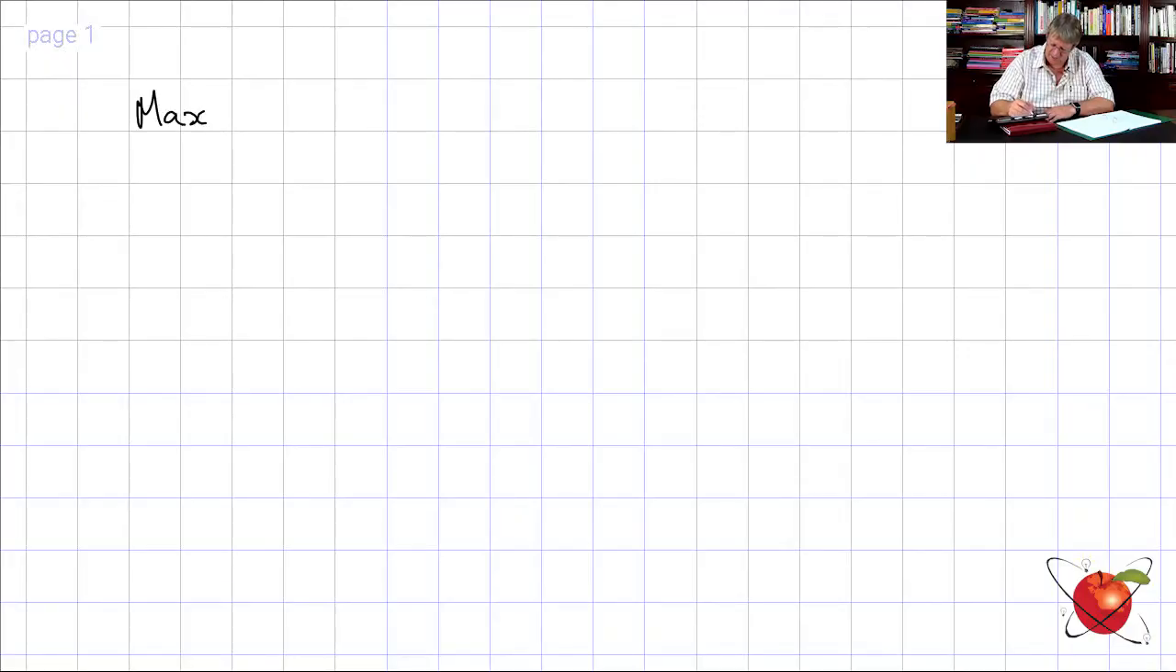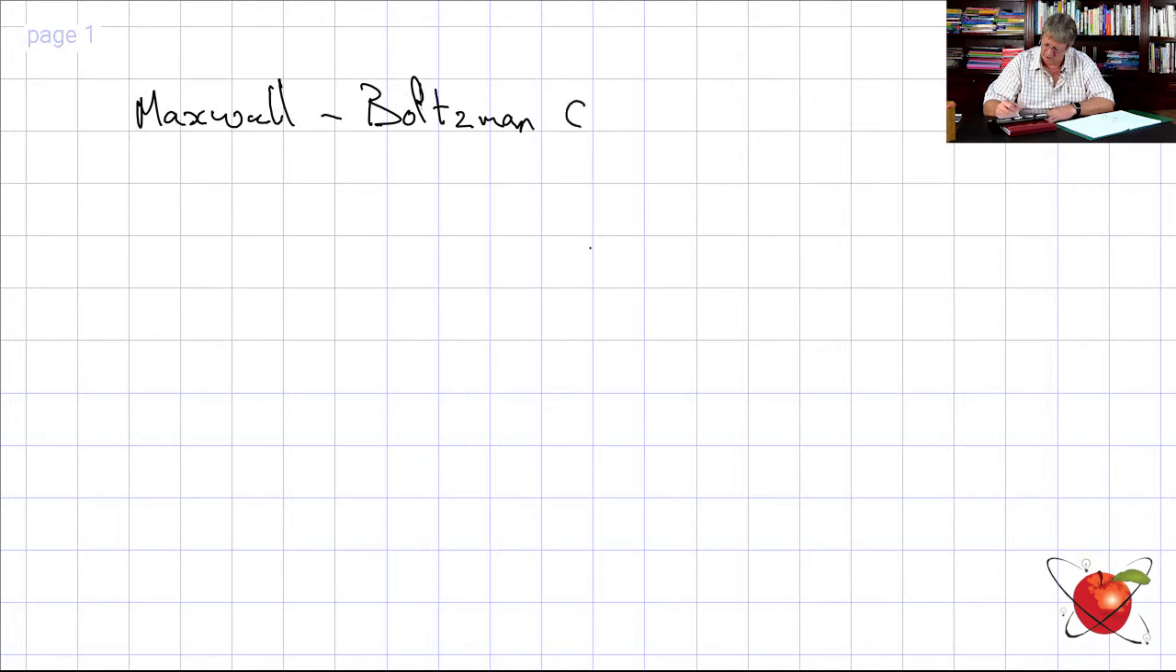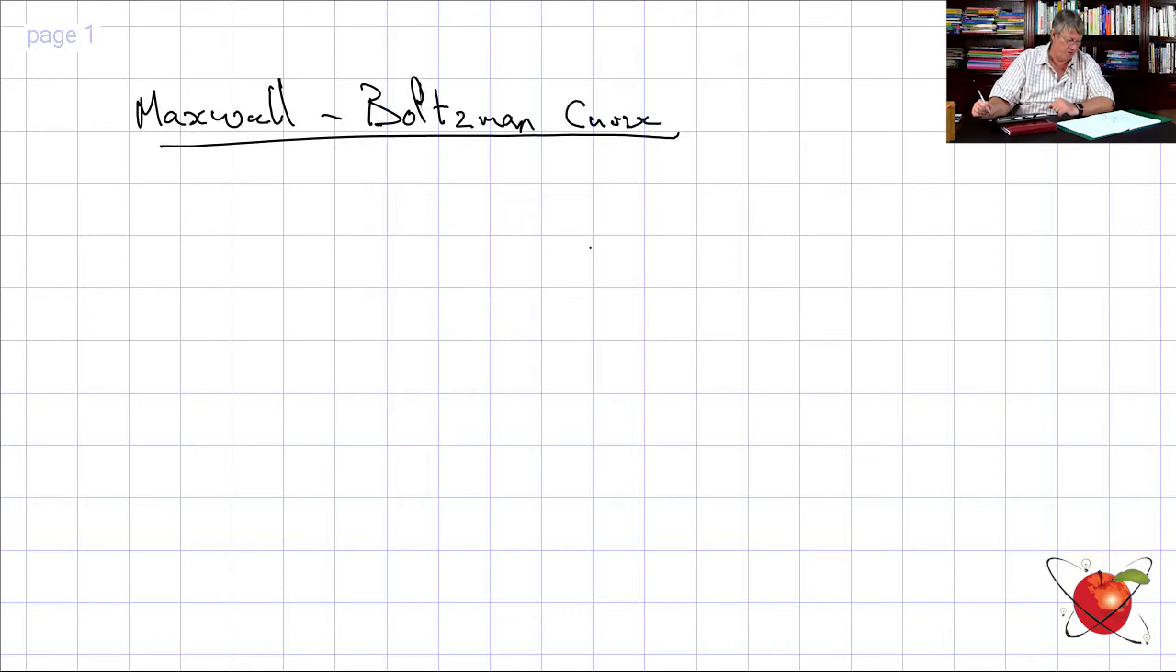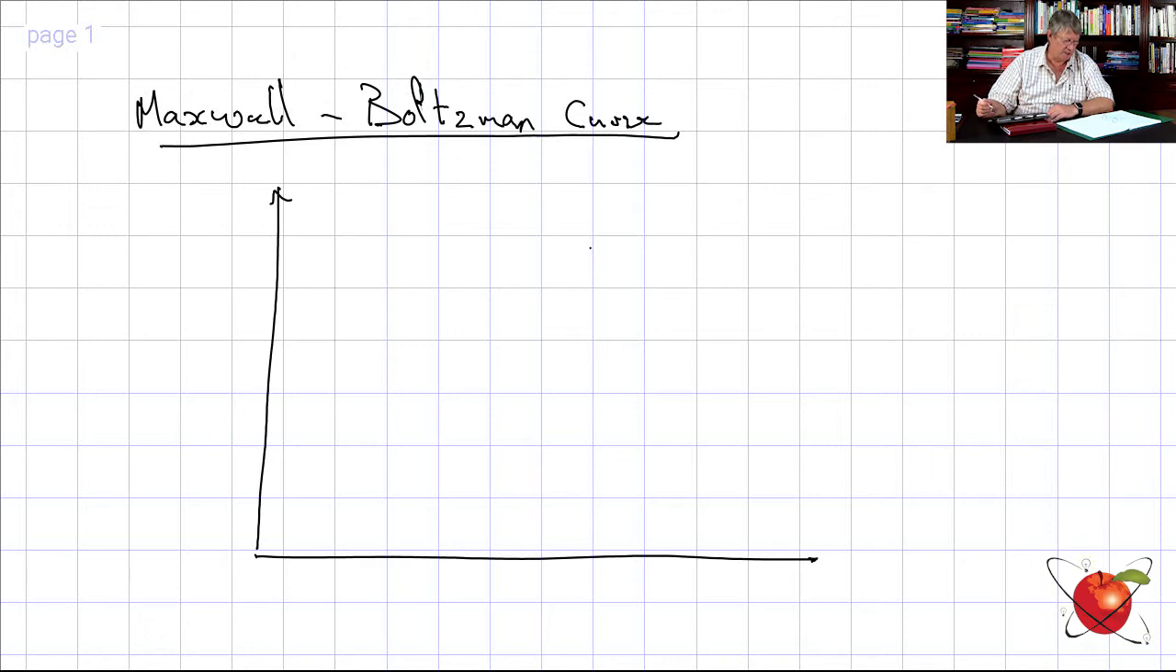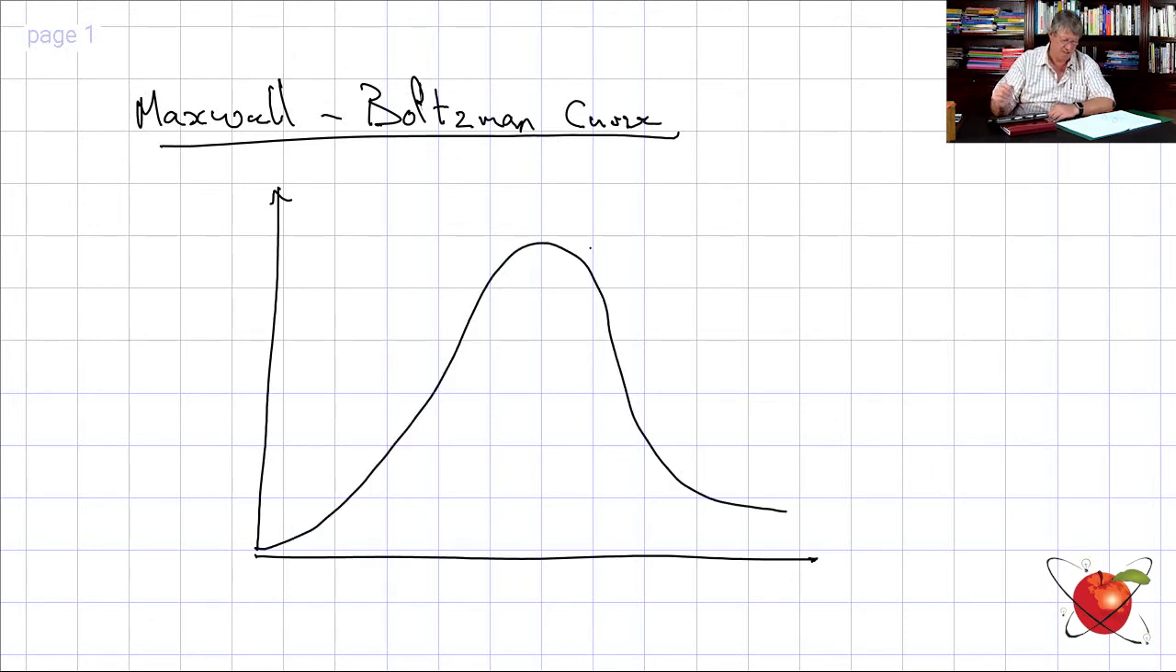It's the Maxwell-Boltzmann curve, or the Maxwell-Boltzmann graph. Now, in your textbooks, you will see a curve that looks something like this. I am going to explain that, and I am going to explain this. I just want to get them drawn first.